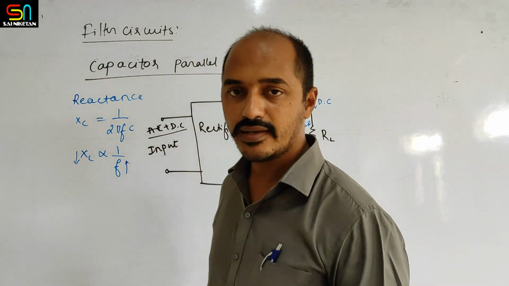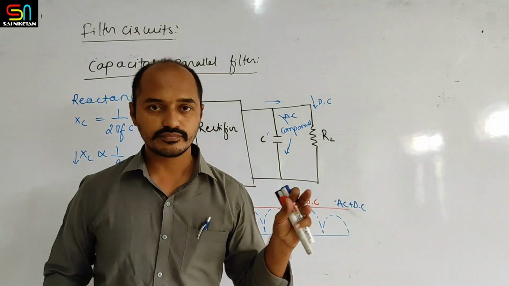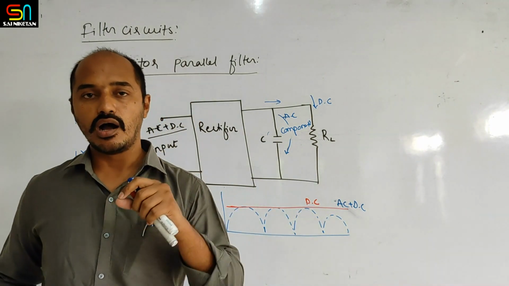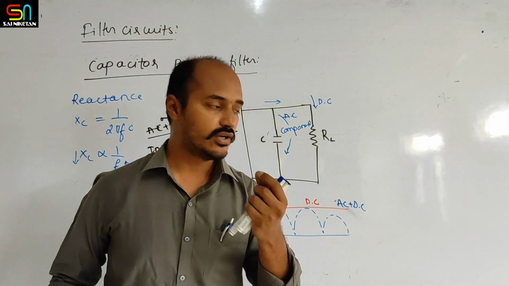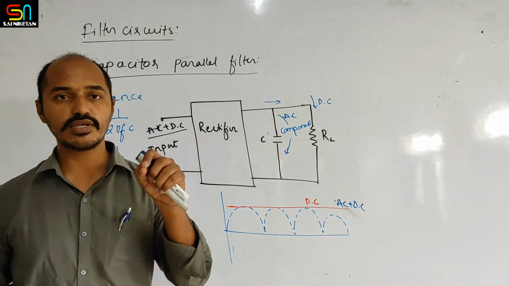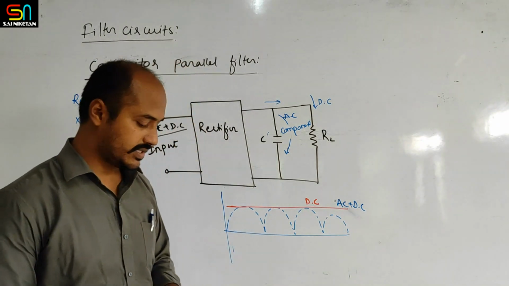Filter circuits are the circuits which convert the pulsating DC to DC current, or you can say which convert AC plus DC to DC current.